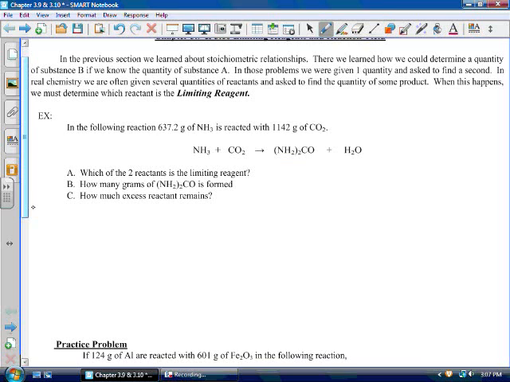So we start off with nitrogen. I have 1 nitrogen on this side, 2 on this side, so put a 2 in front. I have 6 hydrogens now on the left. I have 2 times 2, which is 4 hydrogens, plus 2 more here. I have 6 hydrogens on the right.